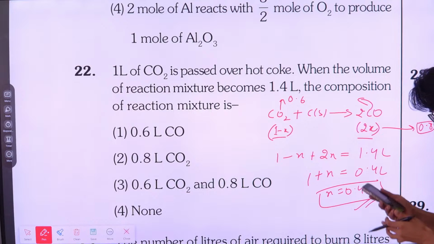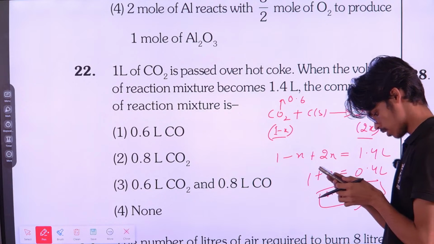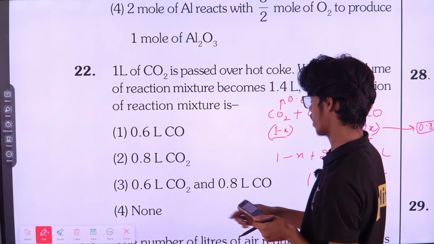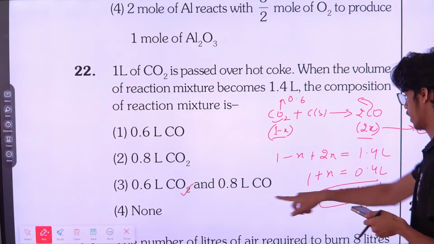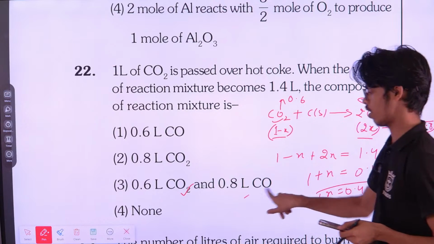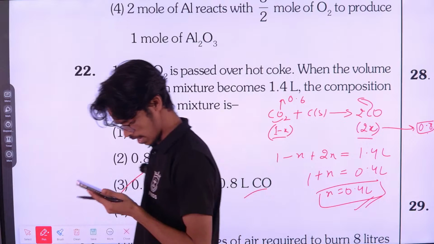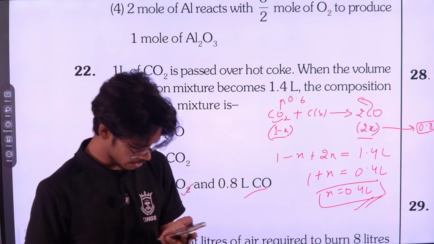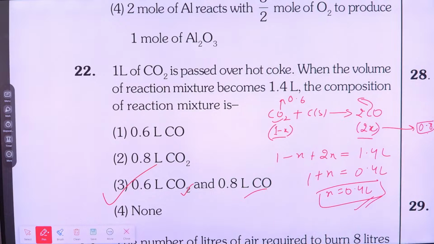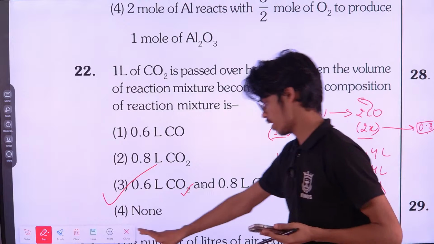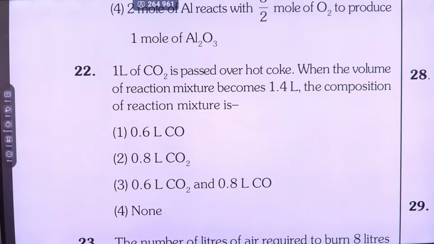So you guys have answered option number 3. Let's check. 0.6 liter of carbon dioxide, yes, you are right. And 0.8 liter of carbon monoxide, yes, you are right. So option number 3 is the right option. Priya Jyoti is the first one to answer, and Nandini Priya is the second. Priya Jyoti is also providing the solutions. Very good, thank you for your solution.